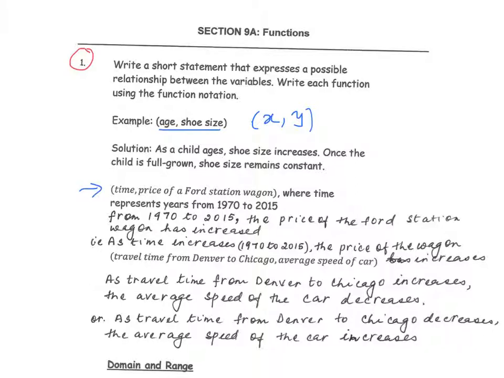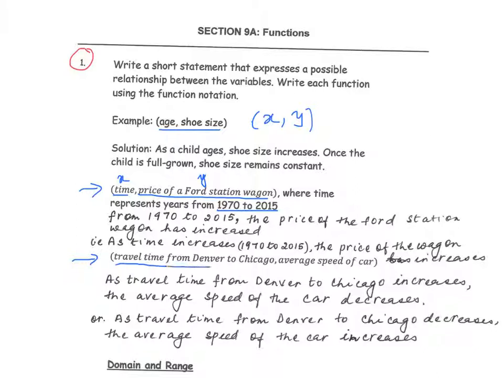Now, in the second example, time and price of a Ford station wagon. So the price of a Ford station wagon, which is the dependent variable, depends on time, which is the independent variable. So as time increases, the price of the Ford station wagon has increased, starting from the years 1970 to 2015. So as time increases, the price of the wagon increases. So that is a clear relationship.